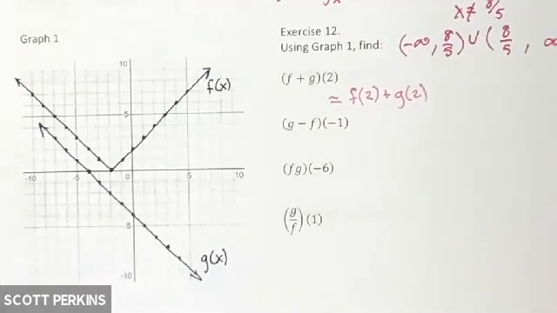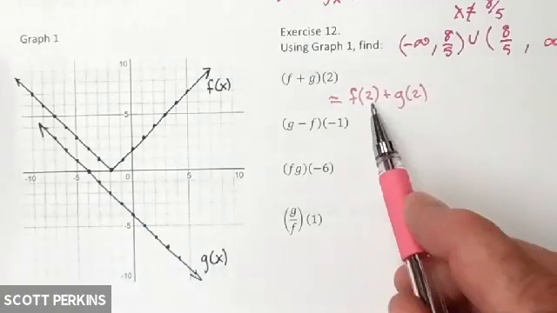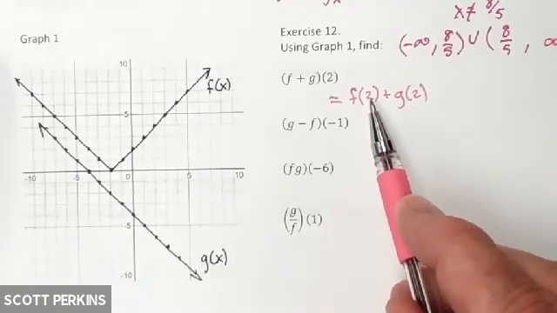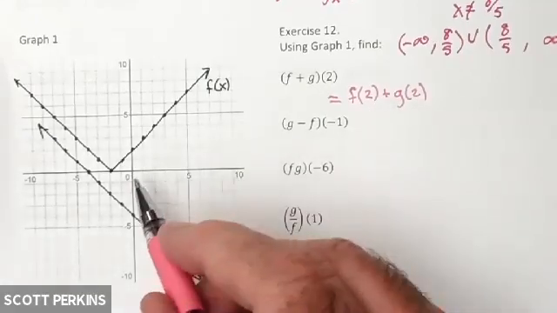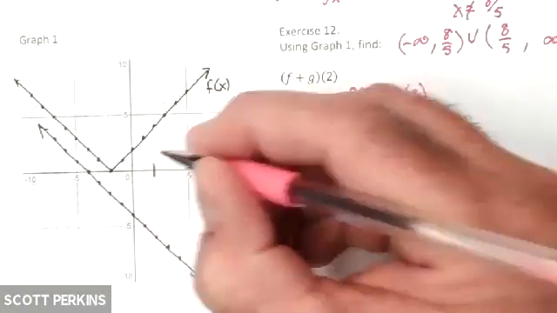Well, just to make sure we're all awake and have had enough coffee today, the 2 in the parentheses, that represents what value? Where am I going to look? The x value. So I'm going to come down here to the graph. I'm going to make a little mark just to remind myself at the x value 2.